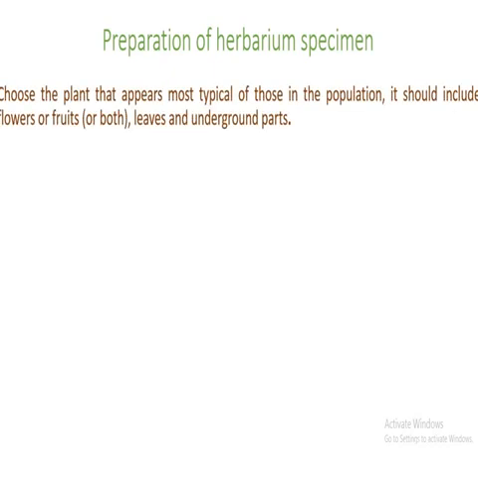Now, you have looked at the materials that are required for collecting a plant specimen. How do you prepare now a herbarium specimen? When you're preparing a herbarium specimen, what you need to do is choose a plant that appears most typical of those within the population of the species you want to prepare. And this plant is supposed to include the flowers, the fruits, or both if you can. It should also have leaves and some underground parts. But what is key here are the flowers and the leaves.